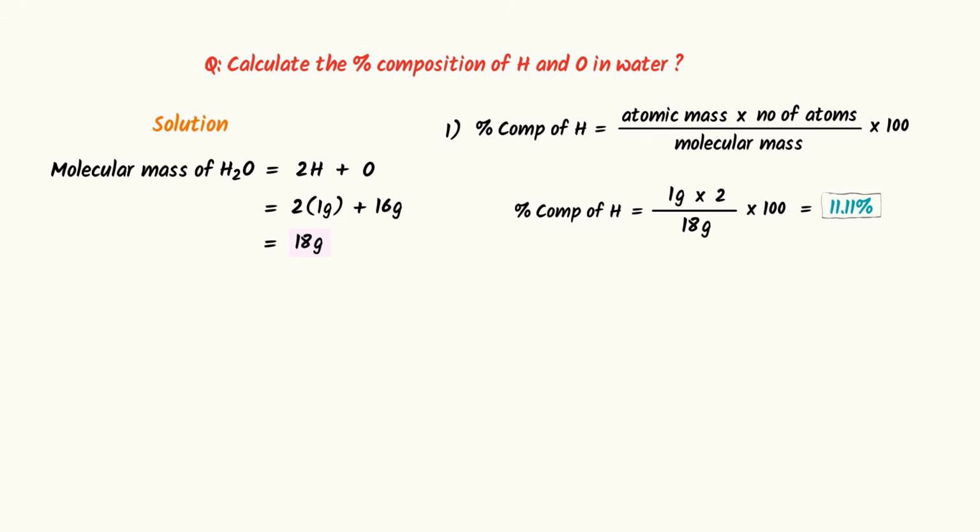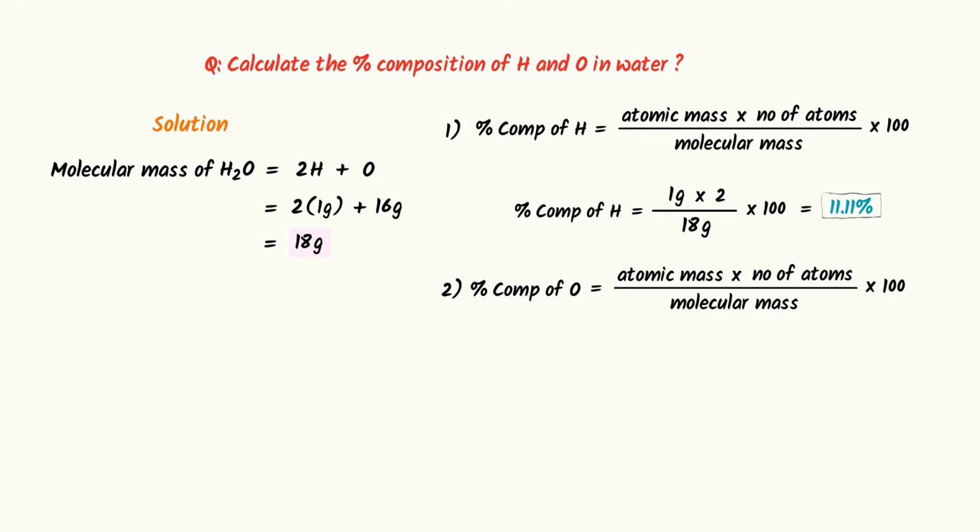11.11%. Secondly, percentage composition of oxygen is equal to atomic mass of oxygen times number of atoms of oxygen upon gram molecular mass, times 100. The gram atomic mass of oxygen is 16 gram, and there is only 1 atom of oxygen, upon 18 gram, times 100. After calculation, I get 88.88%. Thus the percentage composition of oxygen in water is 88.88%. Therefore, we use this simple formula to find percentage composition of any element.